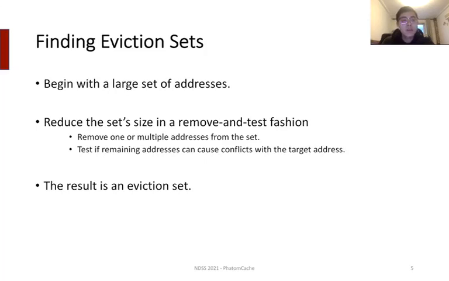First, the attacker begins with a large set of addresses that is guaranteed to have enough addresses to form an eviction set. Then he reduces the set size in a remove-and-test fashion. He first removes one or multiple addresses from the set and then tests if the remaining addresses can cause conflicts with the target address. If they cannot cause conflicts, the removed addresses are put back into the set. Otherwise, they are just removed. The attacker repeats the second step, and finally, he will get an eviction set.